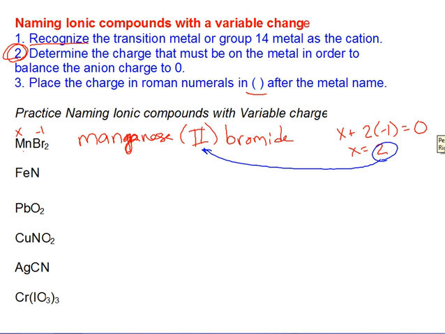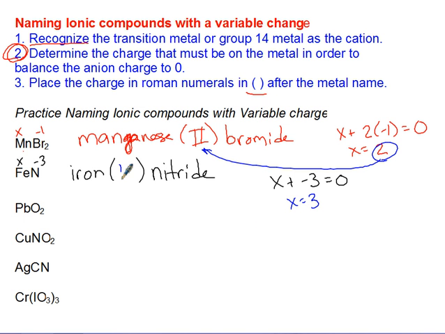The next one, FeN. Fe is iron. Again, recognize that's a transition element. N is nitrogen, which is nitride. And I look at my charges. Nitrogen has a -3. This I don't know. So X plus a -3 has to equal 0, which tells you, again, that this X has to equal 3. 1, 2, 3 is what goes in here. This 3 is what goes in here.